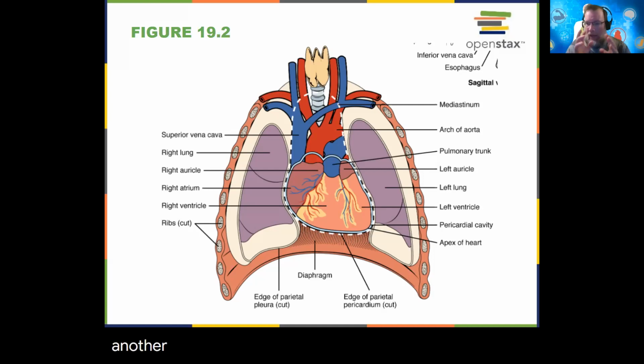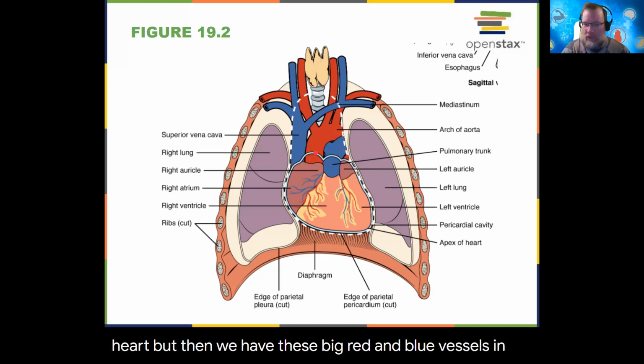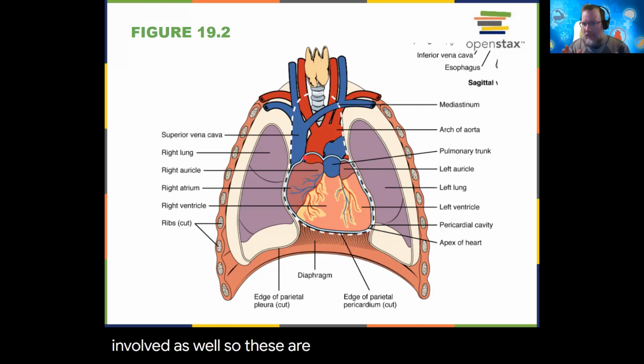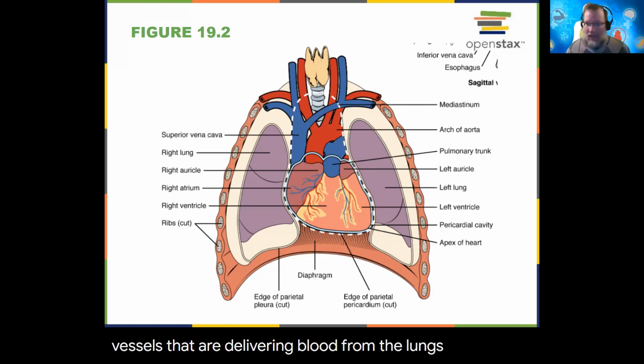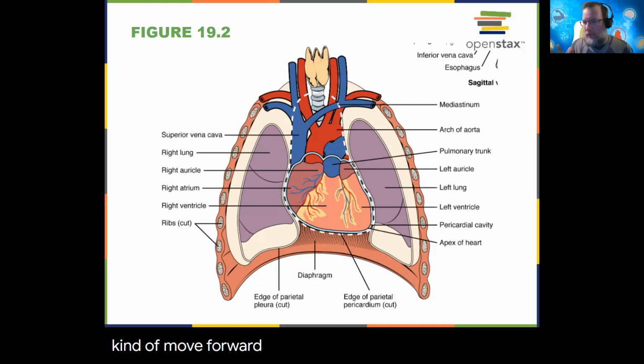So that's another, I think, striking feature of what we see on this slide. We've got lungs involved, we've got the heart, the mediastinum a little bit left of center with the heart, but then we have these big red and blue vessels involved as well. So these are going to be vessels that are delivering blood either to the heart and then to the lungs, or vessels that are delivering blood from the lungs back to the heart, and then the heart out to the body. So as we move forward here and start analyzing the heart and breaking up some of its microstructural features, we're going to see that we really look at it as a right side of the heart and a left side of the heart.